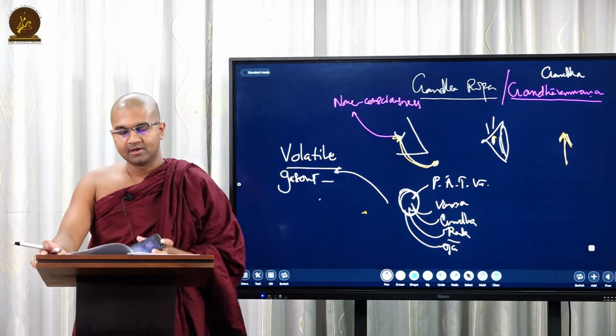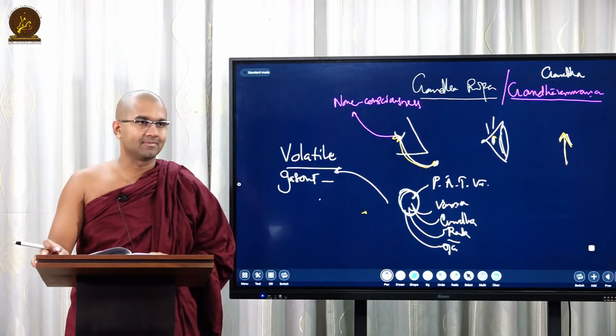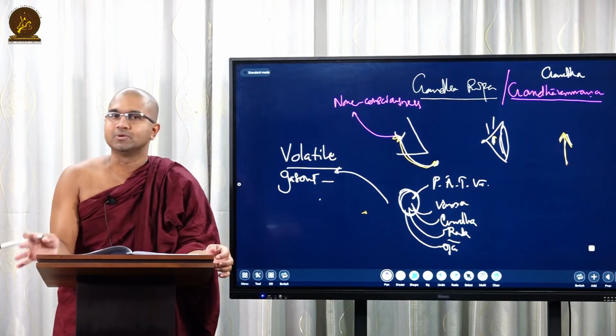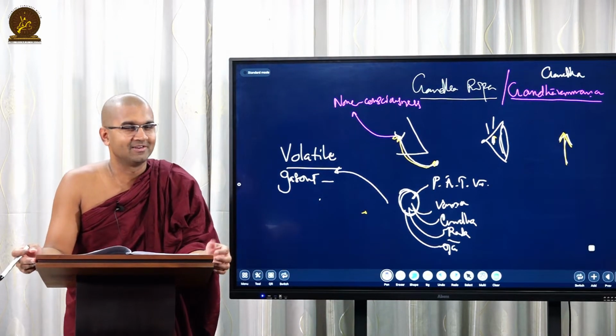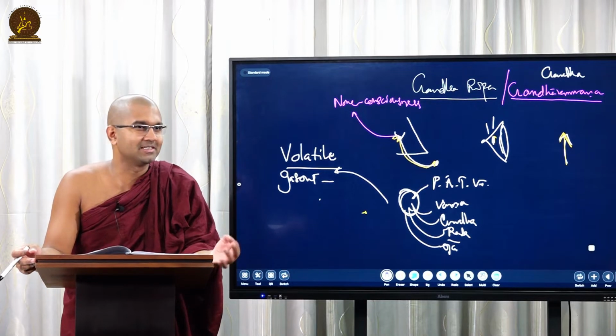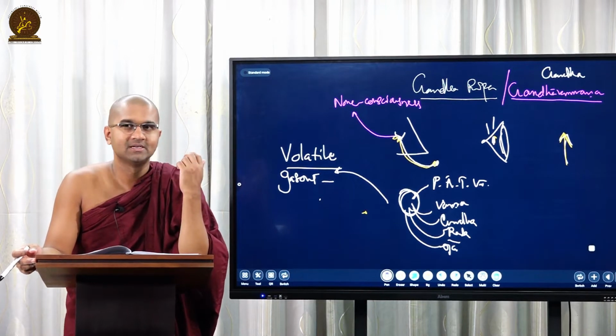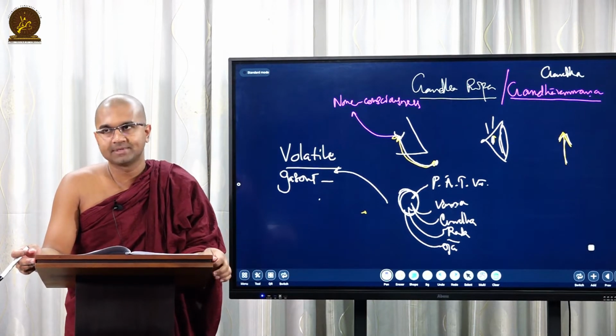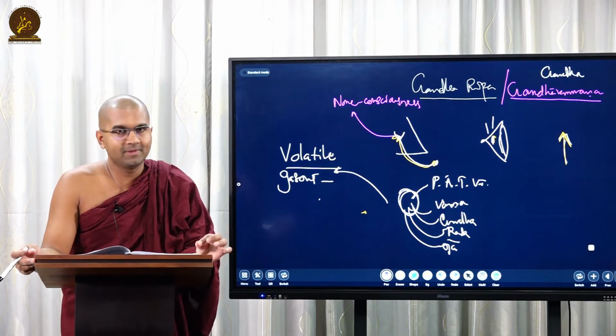So it means if you are smelling something very bad, those unpleasant particles are inside our nose, right? Even if you smell excrement, it means excrement particles are inside our nose. So it has to come and strike at our Ghana Pasada. So they have to be in a gaseous state.